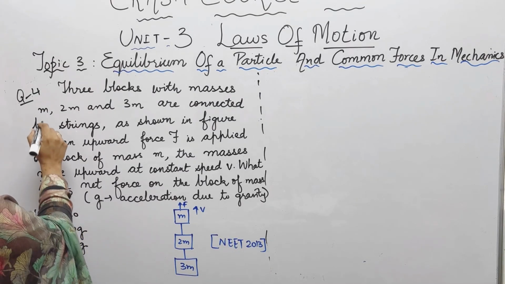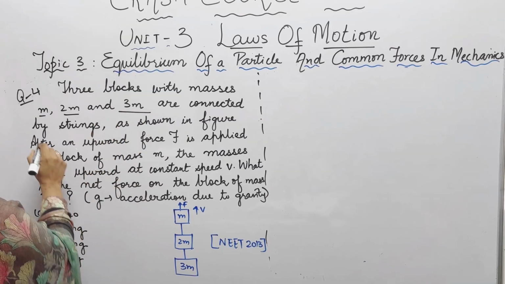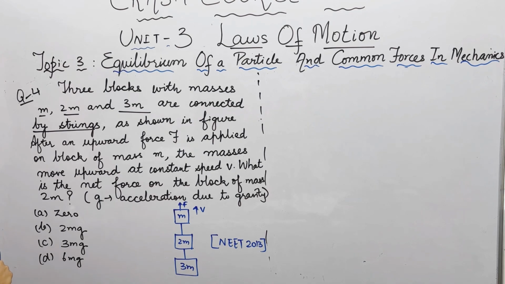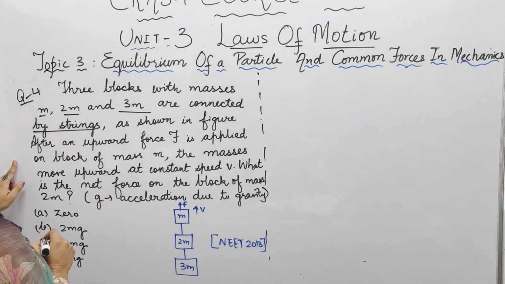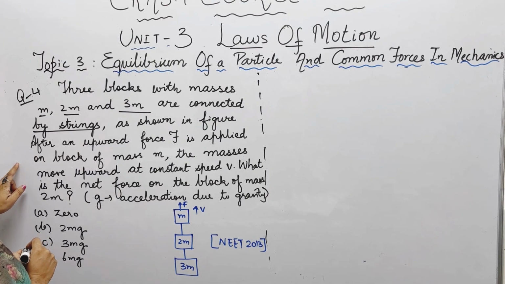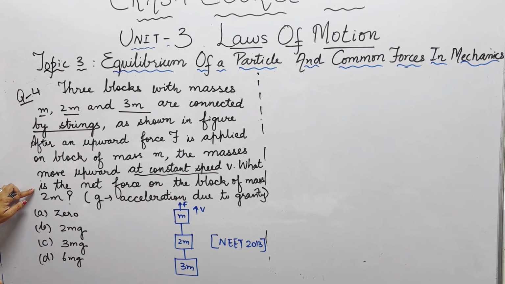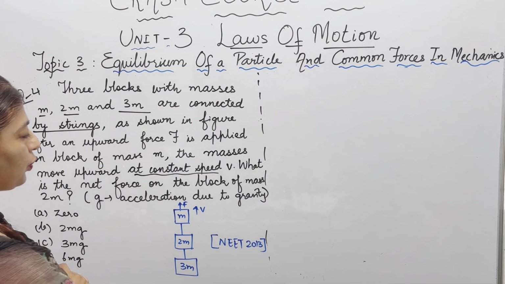Three blocks with masses m, 2m and 3m are connected by strings as shown in the figure. After an upward force F is applied on the block of mass m, the masses move upward at constant speed. What is the net force on the block of mass 2m? The acceleration due to gravity is given, that is to be taken g. Options are being given, and this question has come in NEET 2013.